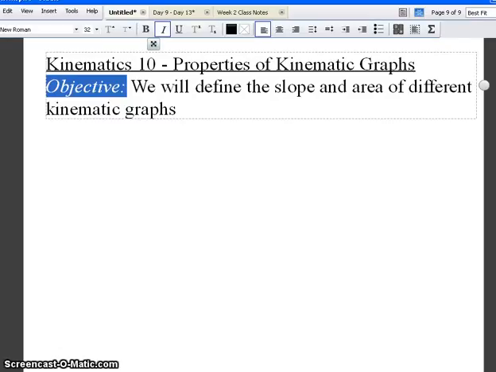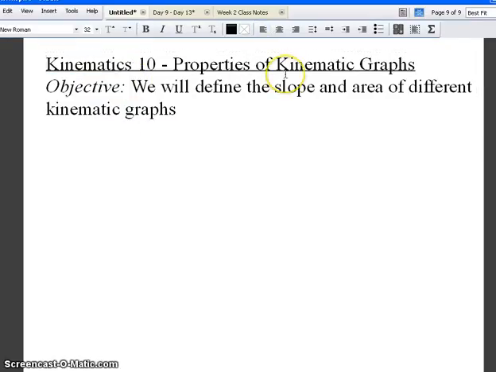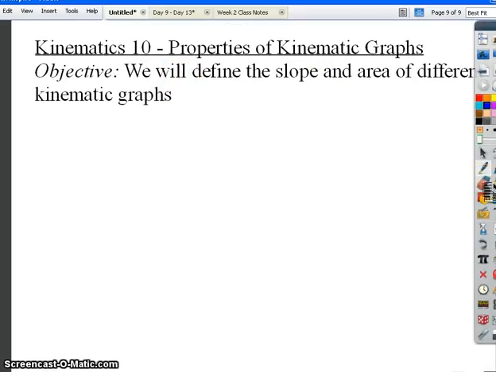Good morning, class, and welcome to this lesson on Kinematics 10, Properties of Kinematic Graphs. Today we will be able to define the slope and area of different kinematic graphs. So this is going to build upon the last two videos. If you haven't seen those two, you probably want to go check those out real quick.